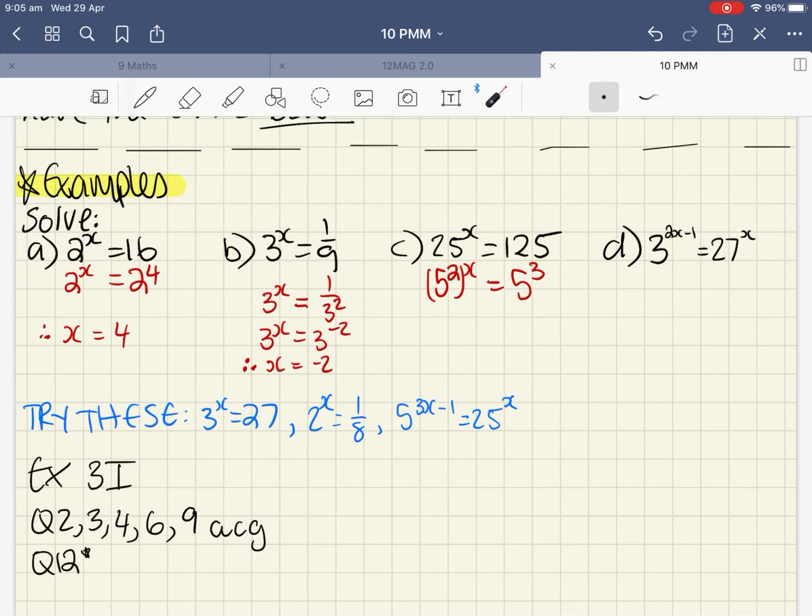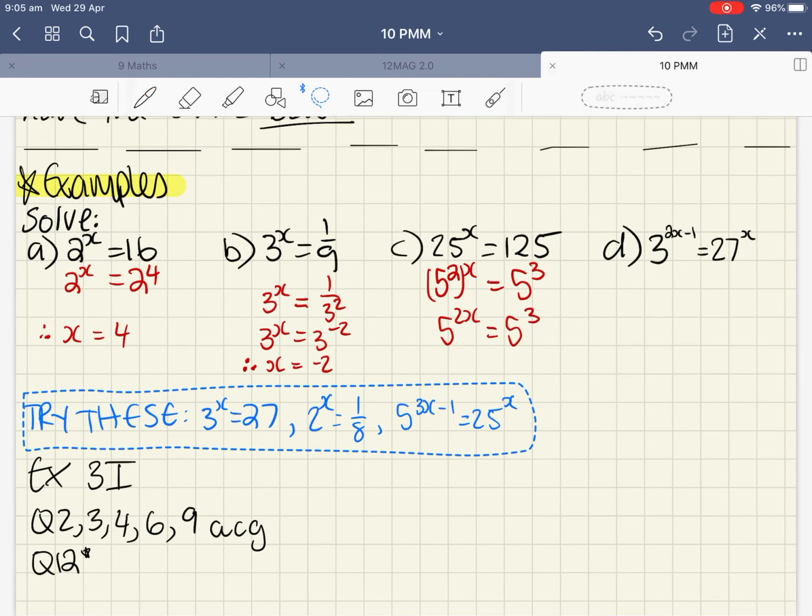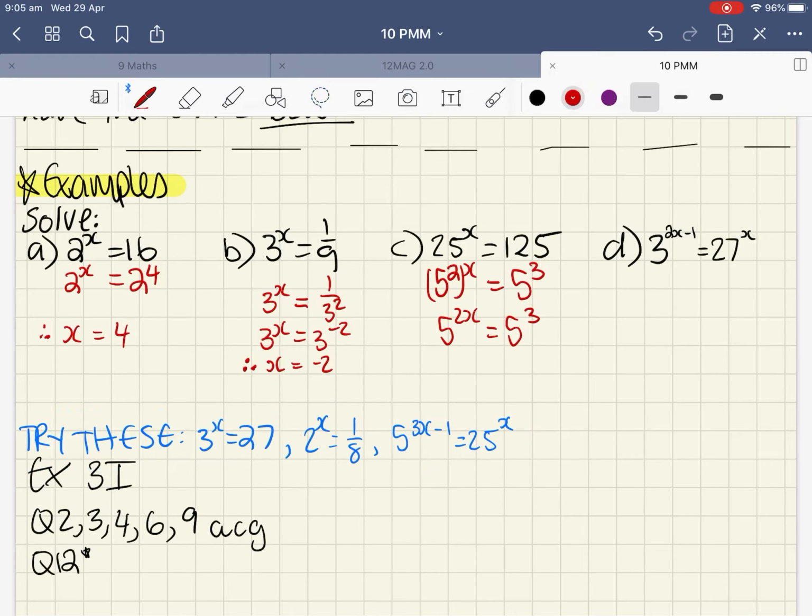Now I'm going to employ an index law here. Remember, when I have a bracket, I just multiply my indices. So I end up with 5 to the power of 2x equals 5 to the power of 3. So what that means, guys, is if 5 to the power of 2x equals 5 to the power of 3, that index has to equal that index. So 2x is in fact equal to 3, and a simple rearrangement will tell me that x is therefore equal to 3 on 2.